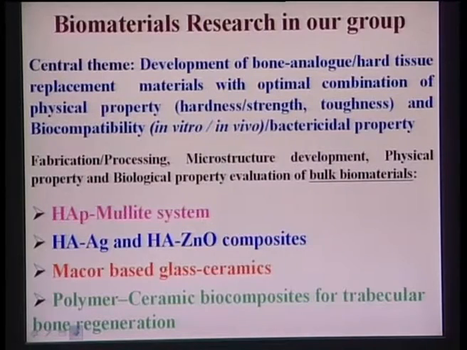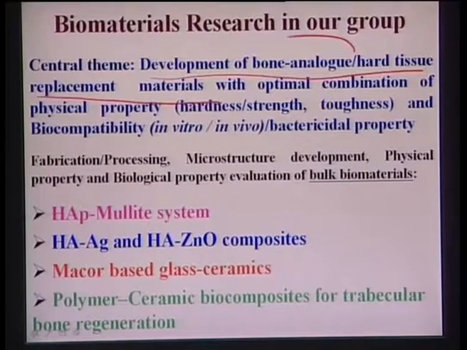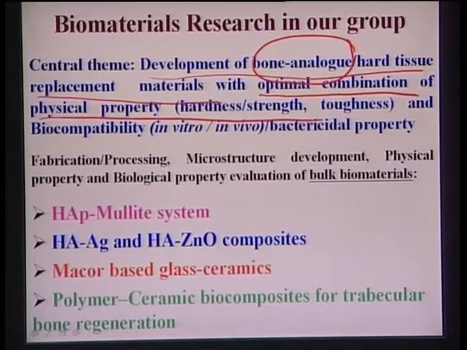Now, what was the central theme of this biomaterials research? The central theme is to develop a bone analog or hard tissue replacement material. Bone analog means materials with a set of properties just sufficient to mimic bone properties. For any orthopedic application, if you want to replace hard tissues, the materials need to have an optimal combination of physical properties, that is hardness, strength and toughness, and biocompatibility.